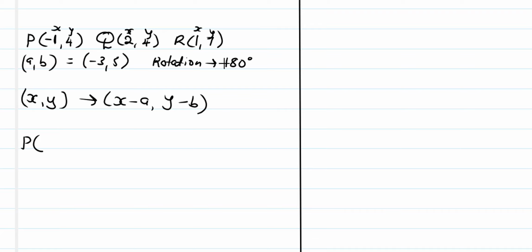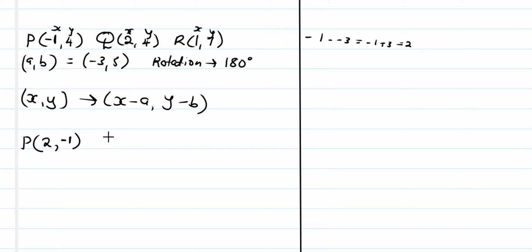So we start with this P here, which is negative 1, and our a is negative 3. If we take negative 1 minus negative 3, now it will be negative 1 plus 3, which is 2. So this one is 2. And then we go to y. Y is 4, and we already know our b here is 5. So of course, 4 minus 5 is negative 1.